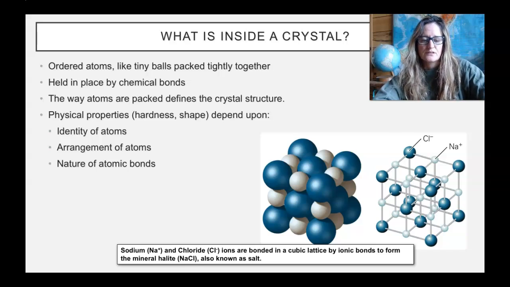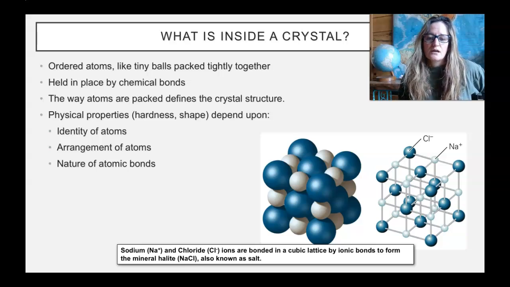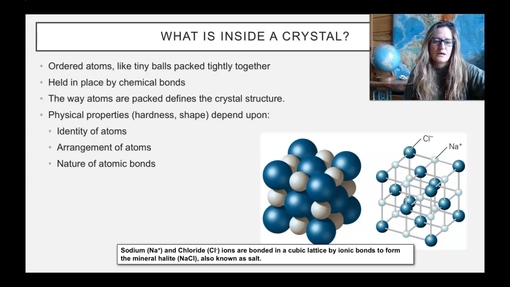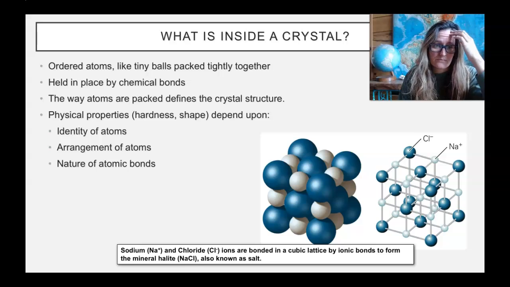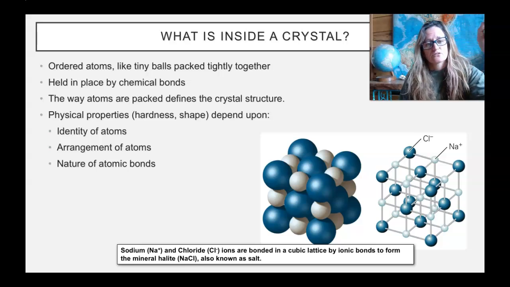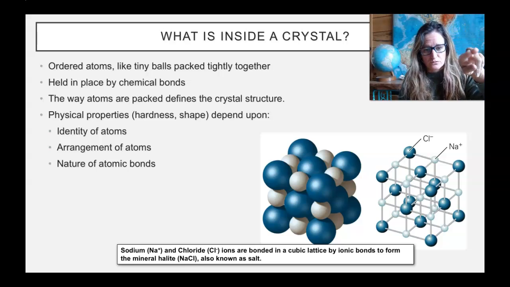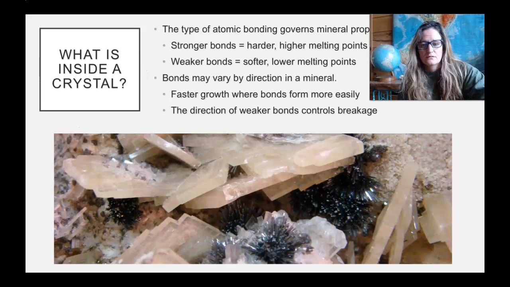Okay, so this example here is sodium and chloride together that makes halite, and it's just a real basic structure, so we use it a lot as an example. The chlorides are the blue balls, and the white ones are sodium. The sodium has that plus next to it. If you've had a chemistry class, you know that means it's positively charged, and it's attracted to the chloride, which is negatively charged, and therefore they hold together in that ionic bond.